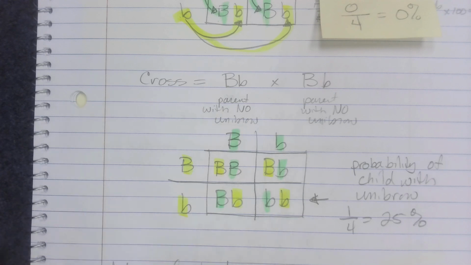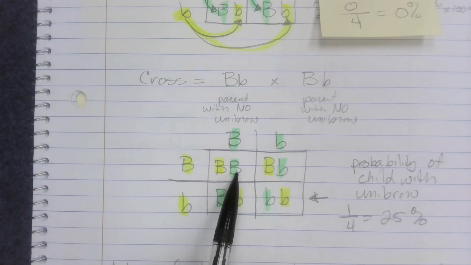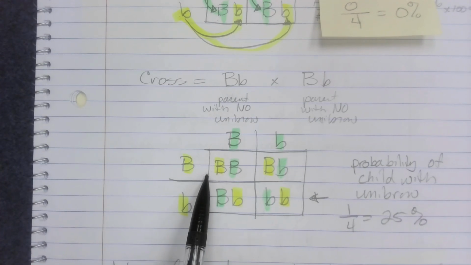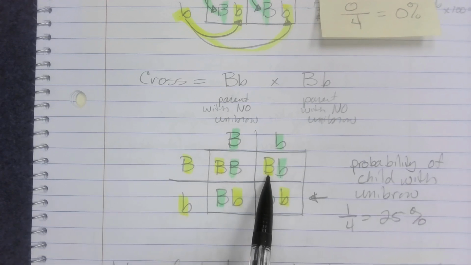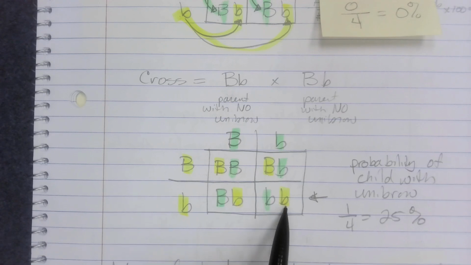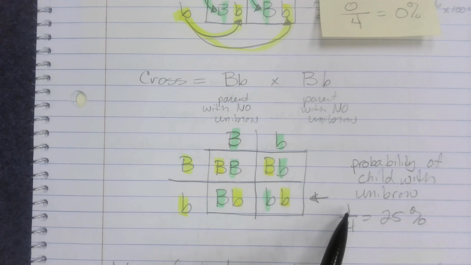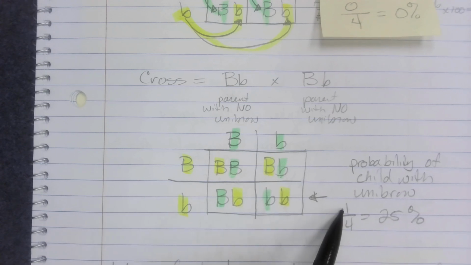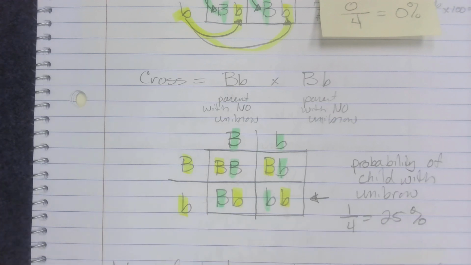So if I want to know what's the probability of a child with a unibrow for this pairing, capital B, both are dominant, both are no unibrow, so no unibrow. Dominant allele will overshadow the recessive, so no unibrow. Dominant allele will overshadow the recessive, so no unibrow. This is recessive, so unibrow, so this individual will have a unibrow. So I have 1 child with a desired characteristic divided by 4 total offspring, which gives me 25%.